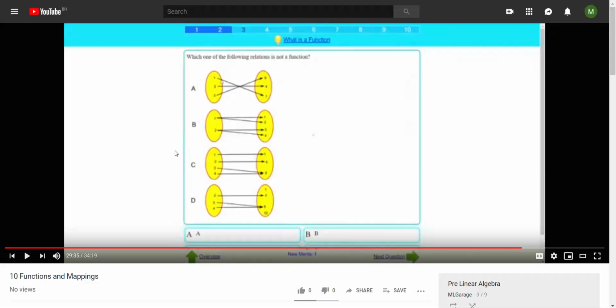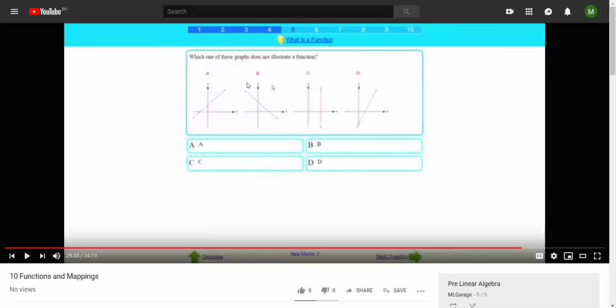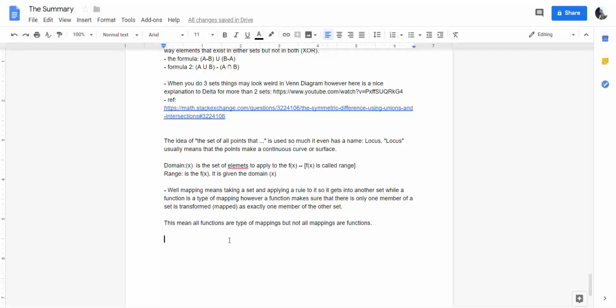Then there were other questions on a graph where the line crosses multiple points. In that case you end up with a non-function. It's a valid mapping, but it won't be a function. Like in this case, C, there's always one x but different values for y. So this is void, this is not an actual function. I think we should have noted this down because it's important, so let me write that down.